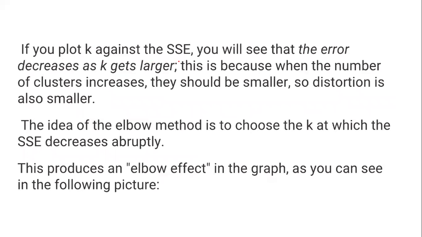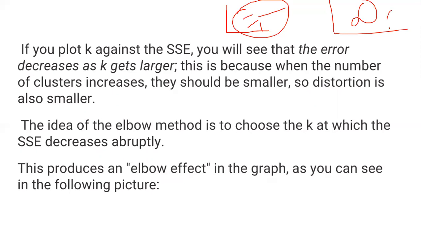So if you plot k against the SSE, you will see that the error decreases as k gets larger. Because when the number of clusters increases, they should be smaller. So distortion is smaller, right? This is because as we increase the number of clusters, so suppose for a particular data point, if I'm taking this one big cluster, there will be a larger error, right? But for the same data, if I'm taking multiple clusters like these three, then my error within each cluster is smaller as compared to the one big cluster. So as the number of clusters increases, they become smaller in size, so the distortion is also smaller.